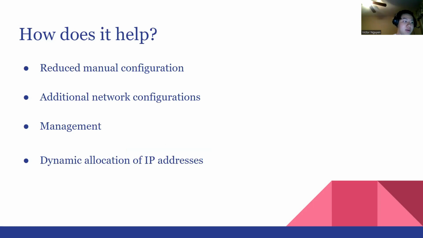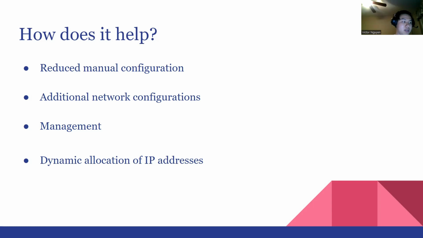So how does it help, or how can it help you? So DHCP reduces the need for manual configuration of IP addresses and other network settings. In turn, this makes it faster and easier to connect devices to a network. DHCP ensures that devices on a network have unique IP addresses, reducing the likelihood of conflicts and making it easier to manage the network resources. So it's very good for organization.